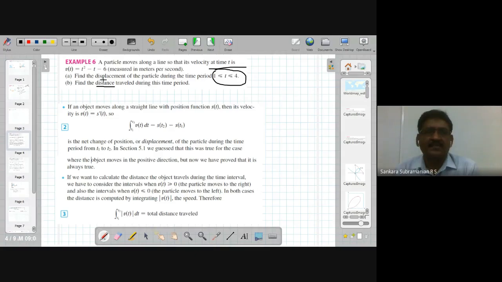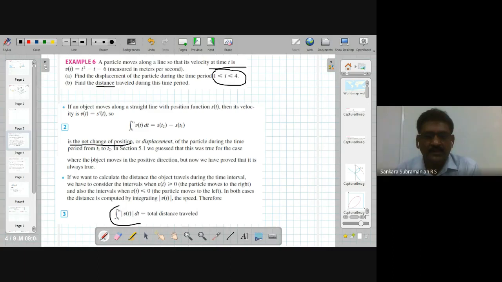So the answer for the displacement is very simple, in the sense we have to integrate this velocity v of t with respect to t, over the interval 1 and 4, and you will be getting the displacement. Okay, so please note down, this is the net change of position of a particle during the time period. Now, if you want to calculate the distance of the object, you have to go for this formula.